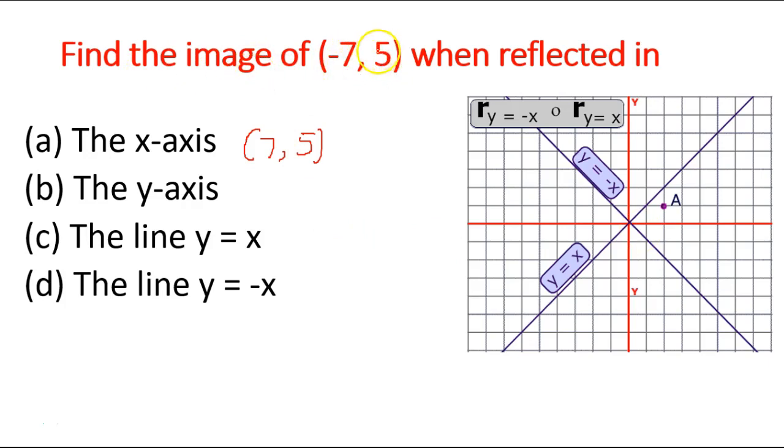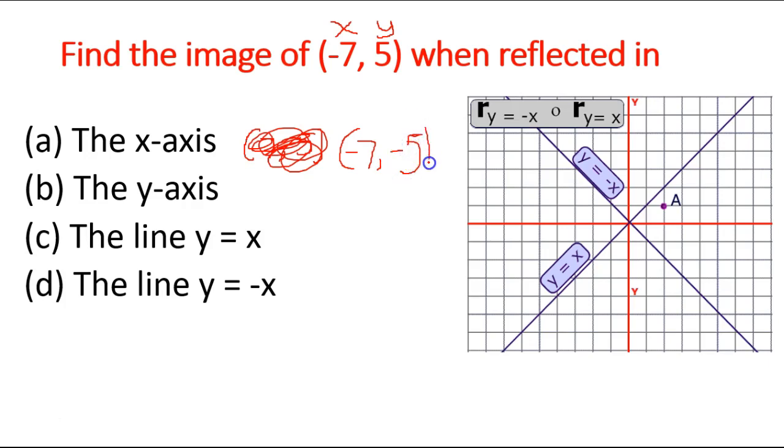So here, find the pre-image of -7 and 5. So here -7 is x, and 5 is y. To find when this is reflected in the x-axis, what happens? We keep the x value the way it is, which is -7. And then we are going to change the y to -5.